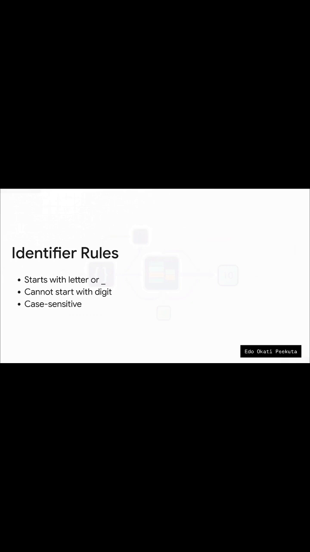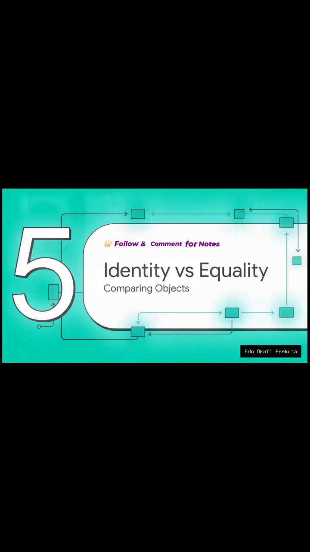You also can't use reserved keywords like if or class. And hey, beware of built-in shadowing. If you name a variable after a built-in function like list or print, you basically make the original function inaccessible in that scope, which is going to trigger a type error. Finally, if you try to access a variable before you've actually bound it to an object, Python will throw a name error.